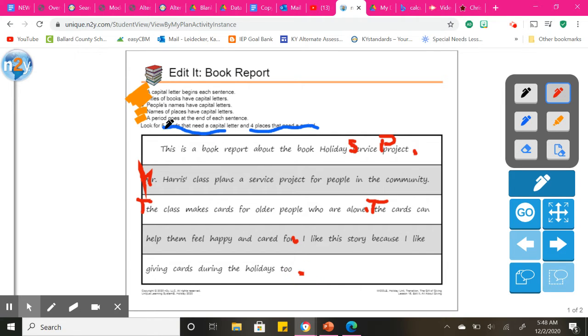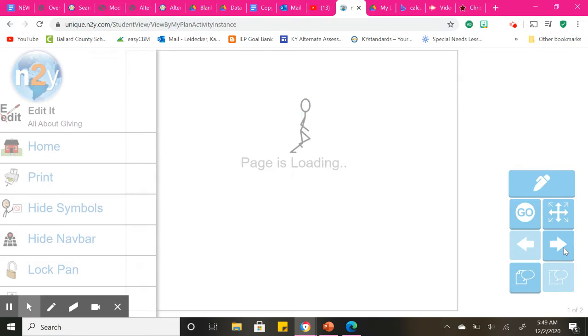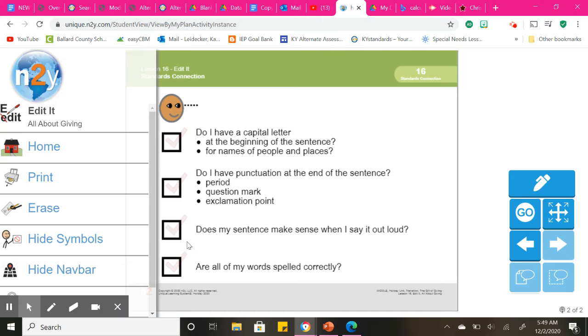All right, so let's see. 5 words that need a capital letter. 1, 2, 3, 4, 5. Awesome. So we have 5 capital letters. 4 places that need a period. 1, 2, 3, 4. All right, that completes writing. Oh, so then on the next slide, remember it has you check whether you did all those things, and we just did those, so yes.